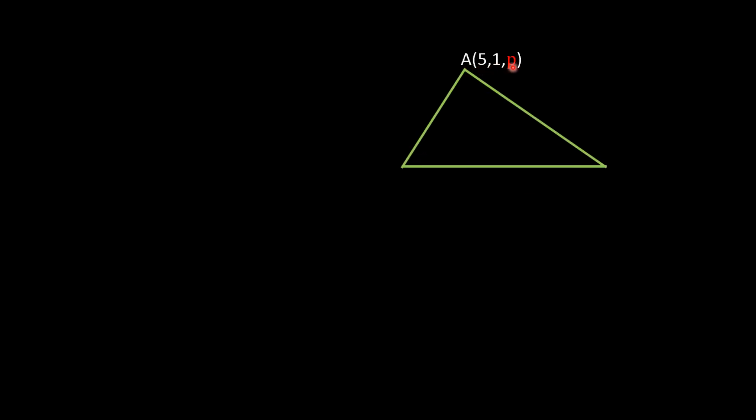If A(5, 1, p), B(1, q, p) and C(1, minus 2, 3) are the vertices of this triangle, and G(r, minus 4 by 3, minus 1 by 3) is the centroid of this triangle. We know that centroid is the point of intersection of the three medians of a triangle. We have to find the values of p, q and r.